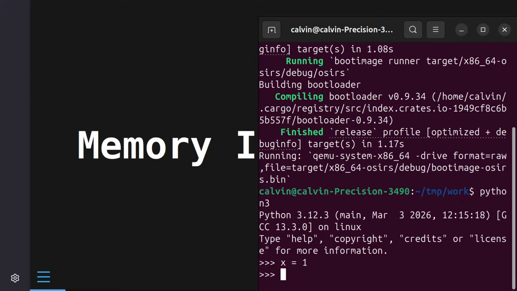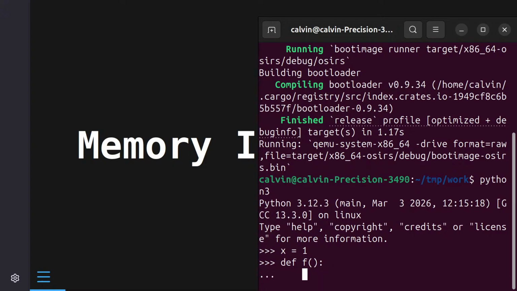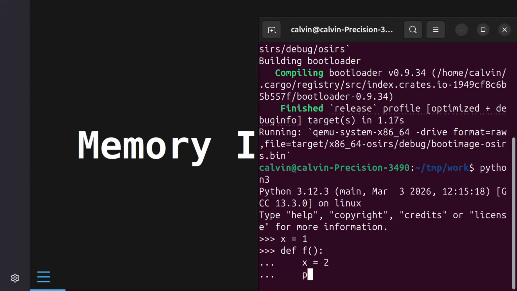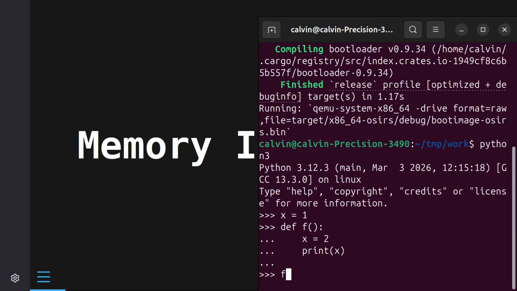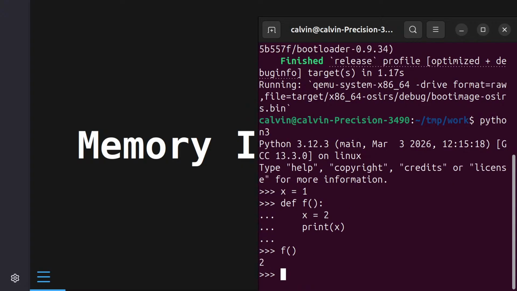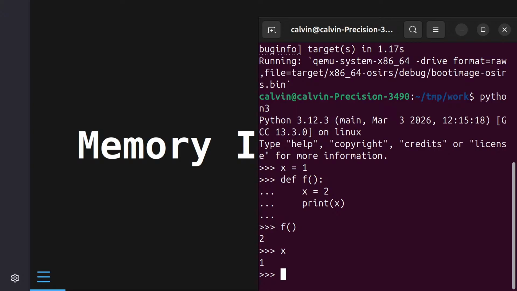I'm going to take a variable named x, and I'm going to set x equal to 1. Then I'm going to create a function. I'm just going to call it f. And within that function, I'm going to set x equal to 2. And then I'm going to print x. When I call f, I'm going to see the 2, even though the x outside is still a 1.